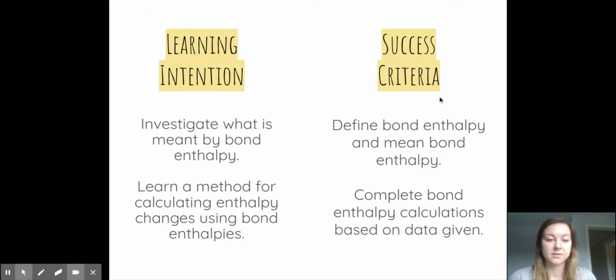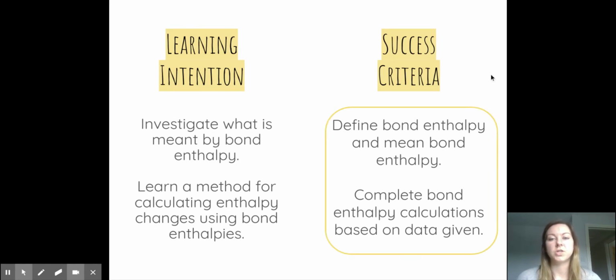And that is this lesson finished. We wanted to be able to define bond enthalpy and mean bond enthalpy. Hopefully, if you manage to get that last question correct, then you can do that. Well done. And we wanted to be able to complete bond enthalpy calculations based on the data that we're given. Remember, if the question does not give you the bond enthalpies, these can be found on page 10 of the data booklet.